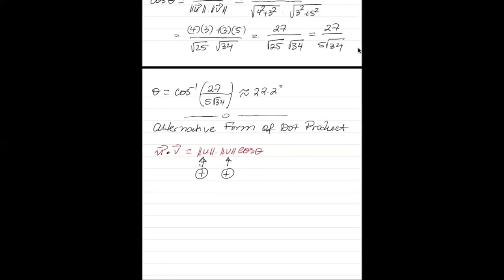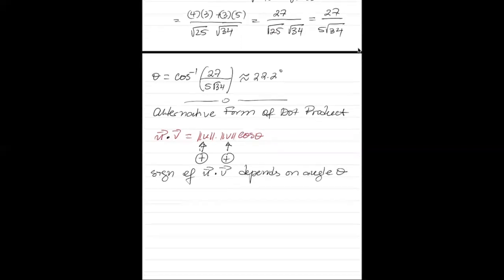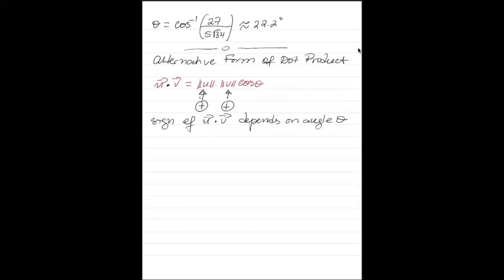Okay, so let's write this down: the sign of our dot product u dot v depends on the angle between the vectors. If the angle is acute, then cosine is positive, and the dot product is positive. If the angle is obtuse, then the cosine of an obtuse angle is negative and the dot product is negative. All right, special case: when the angle between the vectors is right.